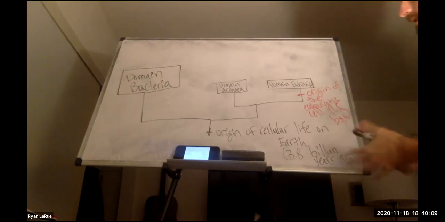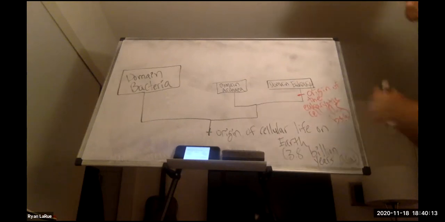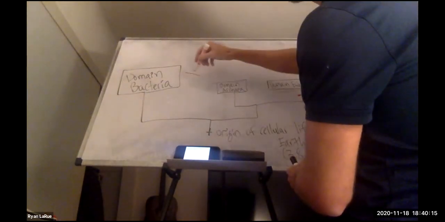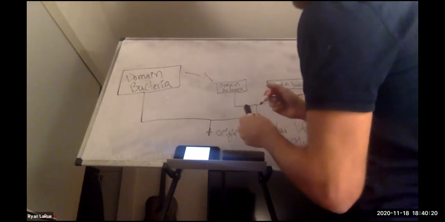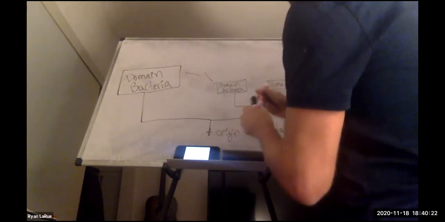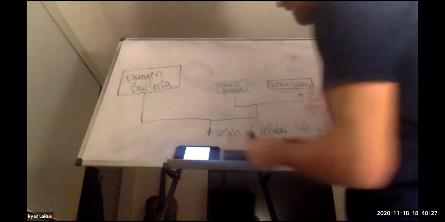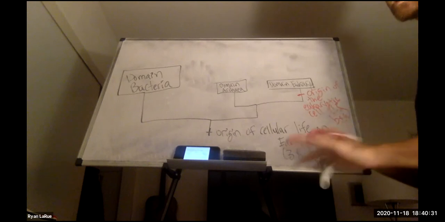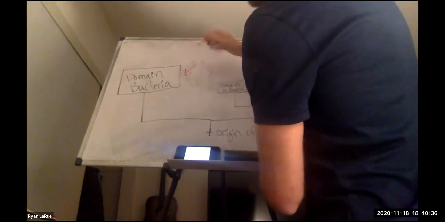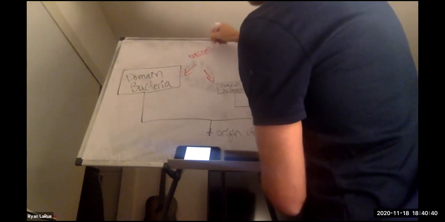And importantly, as domain eukarya is all composed of eukaryotic cells, both domain archaea and bacteria are prokaryotic cells. And they're all unicellular. There's no multicellular life that's part of those two domains. So bacteria and archaea are unicellular prokaryotes.